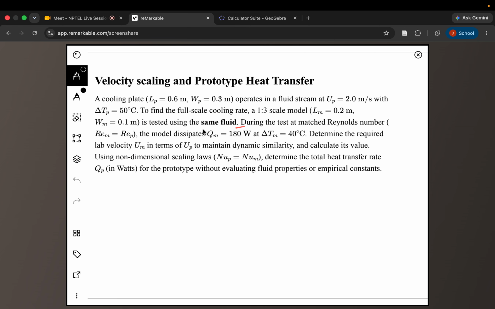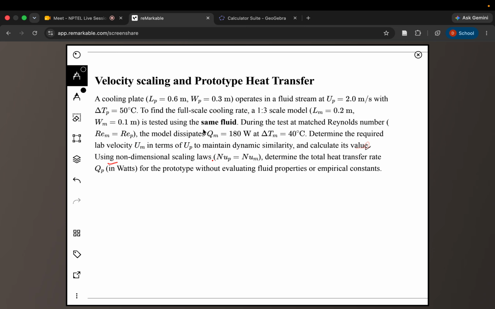During the test, we match the Reynolds number. So both the actual one and the model have the same Reynolds number. In the model, the heat transfer is given as 180 watt and the temperature difference is observed to be 40 Celsius. Now you are asked to find the velocity in the lab scale in terms of U_p so that the dynamic similarity is matched, and you have to calculate its value.